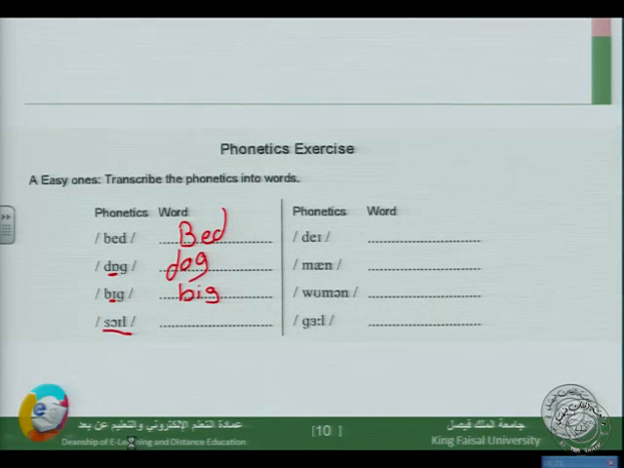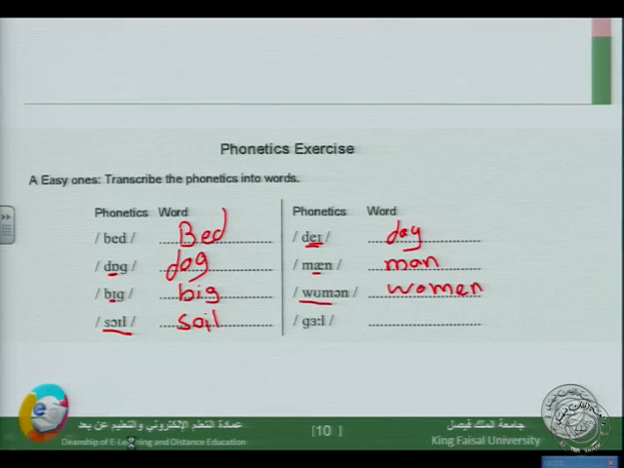Soil. Day, this is a diphthong. Day. Man. Woman. Women with A, girl.